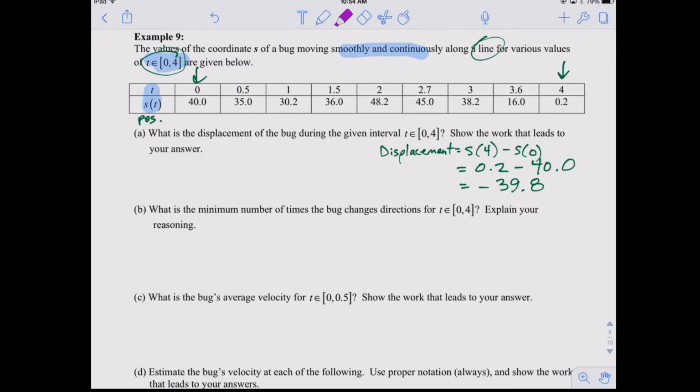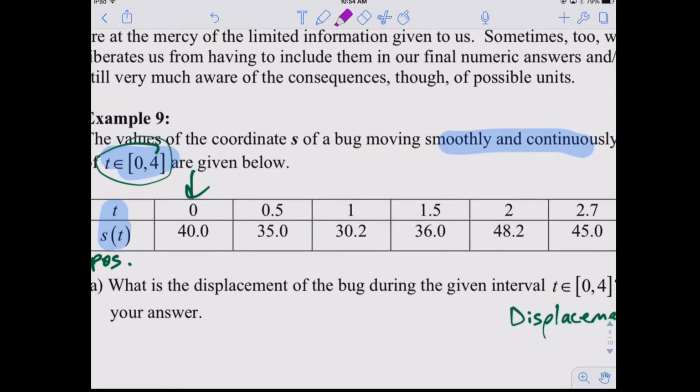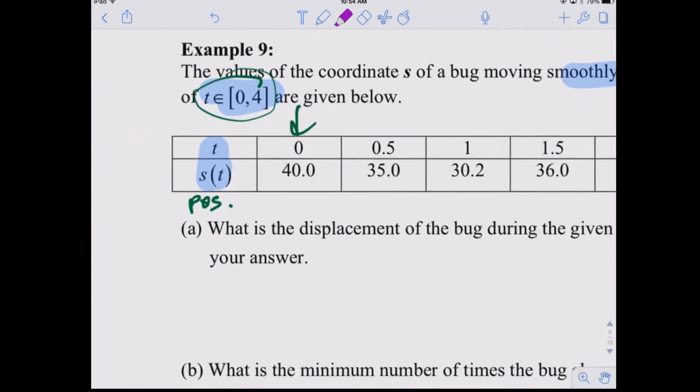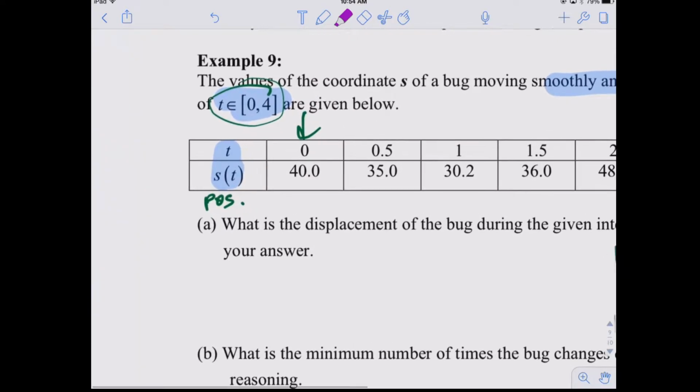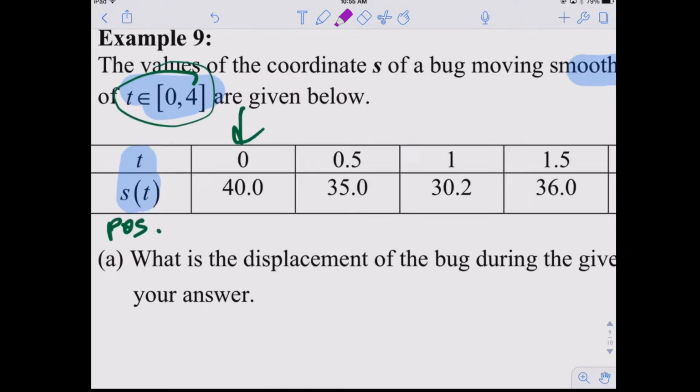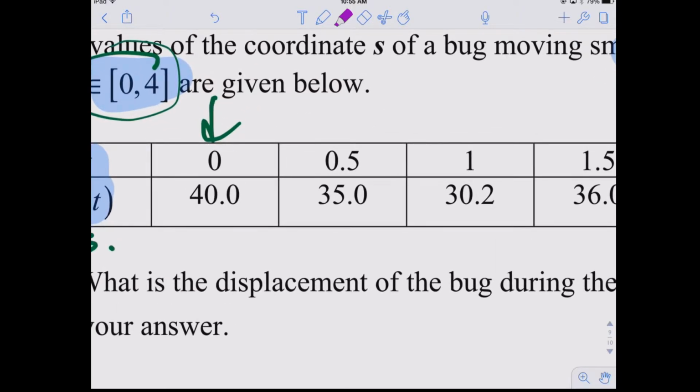All right, what is the minimum number of times the bug changes direction? Explain your reasoning. What is the fewest number of times the bug changes direction? How are we going to do that? It moves smoothly and continuously, right? So this is kind of an IVT thing, right? There's no way that it can go from one value to another without passing through everything in between. Let's see what it does. We know as we go from left to right, it goes from 40 to 35, right?